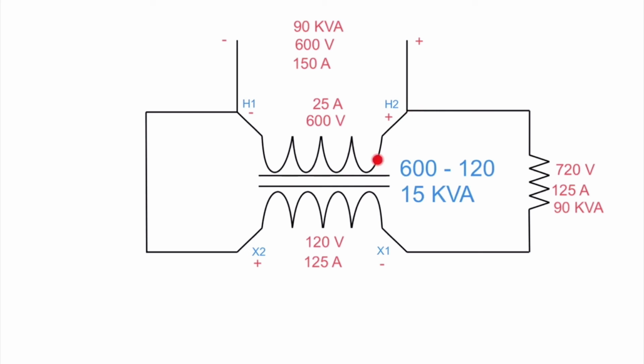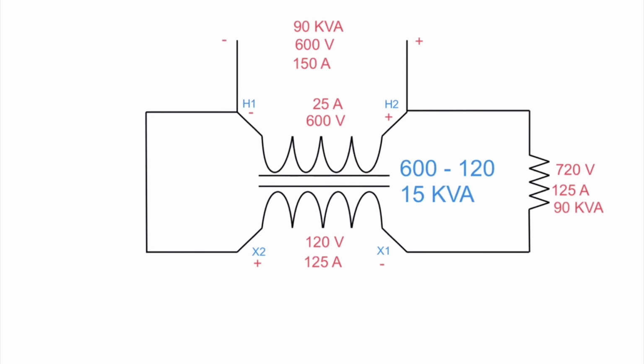Now one thing you might have noticed is this is a boost connection, which means that this flux here is boosting this flux here to give me an overall voltage of, say, 720. So the voltage ends up adding together. You notice that our line current is actually, because it's a boost connection, 25 amps plus 125 amps gives us 150 amps there. That's a good way to double check it.